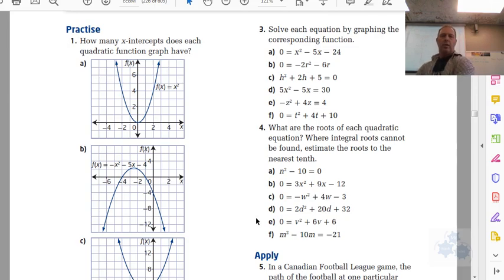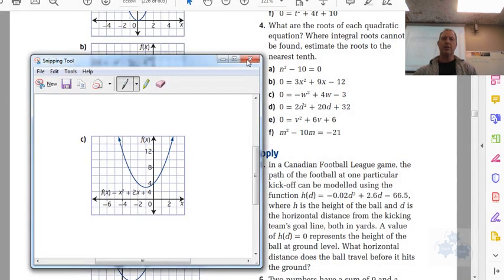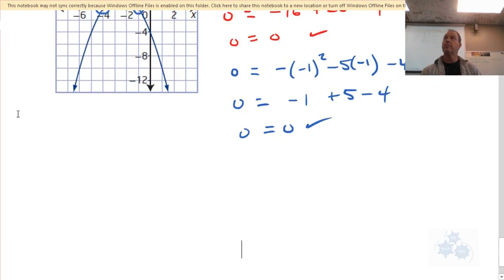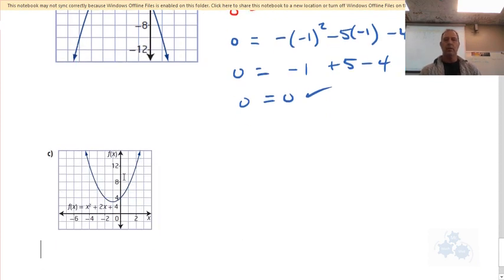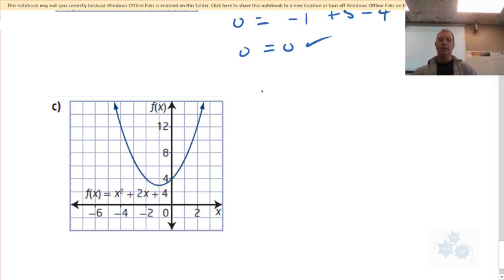All right. For C, there's no solutions, right? Or how many x-intercepts? 0 x-intercepts. So there's no value that will make this 0. And let me just talk about that real briefly, because this is an important connection here. And again, you weren't asked to do this in number 1, but I just want to take this opportunity to just show you this. So this is the corresponding equation here. It's 0 equals x squared plus 2x plus 4. So what value for x would give us 0? Well, here's the problem.